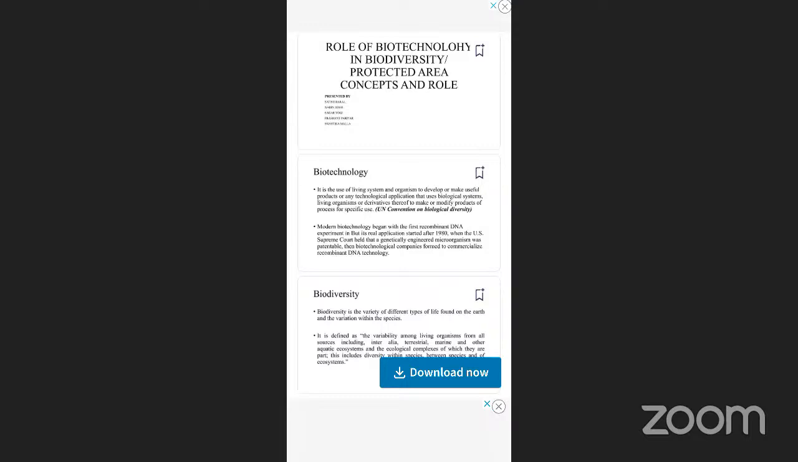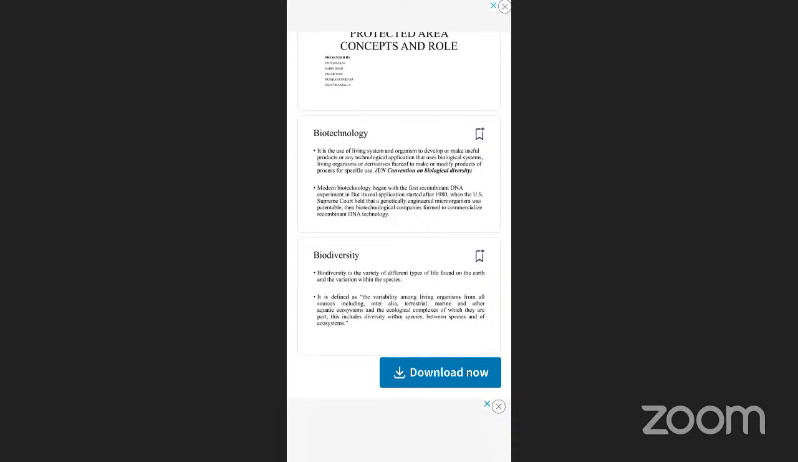These make or modify products or processes for specific use, according to the United Nations Convention on Biological Diversity. Modern biotechnology began with the first recombinant DNA experiment, but the real application started in the 1980s. According to the US Supreme Court, genetically engineered microorganisms were held patentable as a biotechnological component.